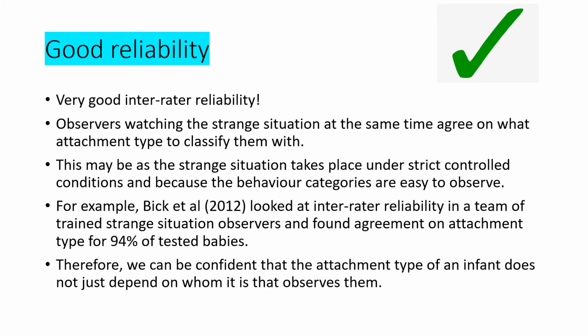So we've got some research by Bick et al. in 2012, and those researchers looked at inter-rater reliability in a team of trained strange situation observers, and they found that agreement on attachment type was correct, in that one observer and another observer agreed 94% of the time when the babies were tested. So therefore we can be relatively confident that the attachment type of an infant does not just depend on whom it is that observes them.